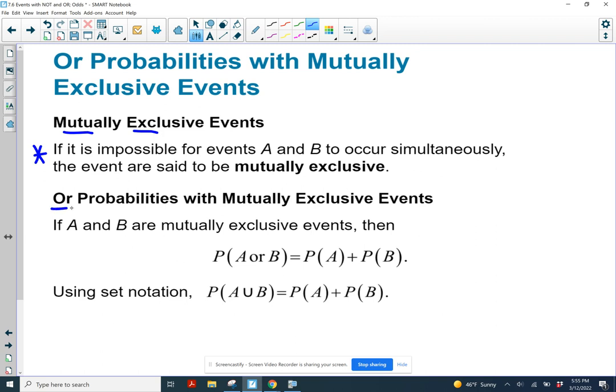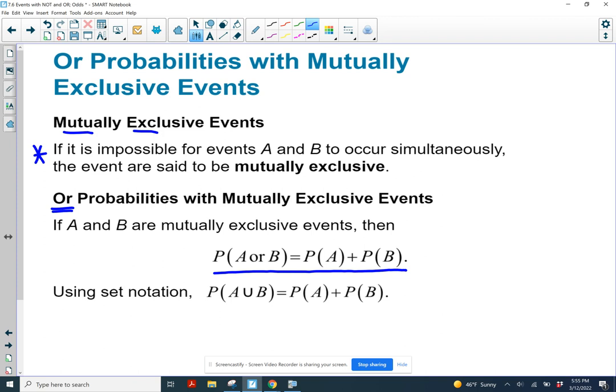So or probabilities. We're going to talk about probabilities of or when the events are mutually exclusive. So if A and B are mutually exclusive events, then the probability of A or B equals the probability of A plus the probability of B.